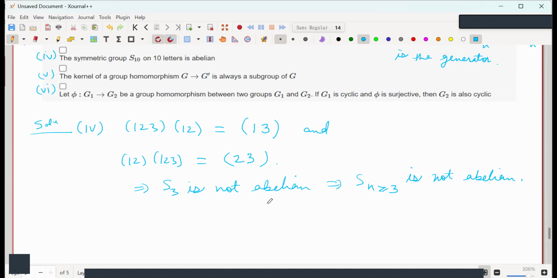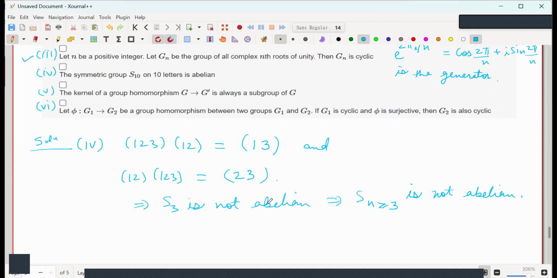Clear? Yes, sir. Because S3 is sitting inside any Sn, n is greater than or equal to 3. Okay. The next one, the kernel of a group homomorphism is always a subgroup of G. So it's already done in the class, so I will omit it.